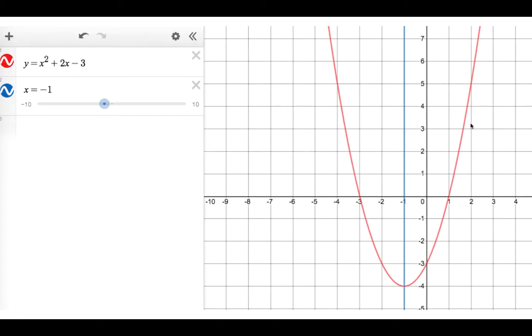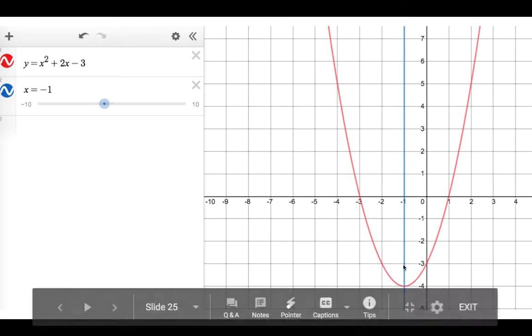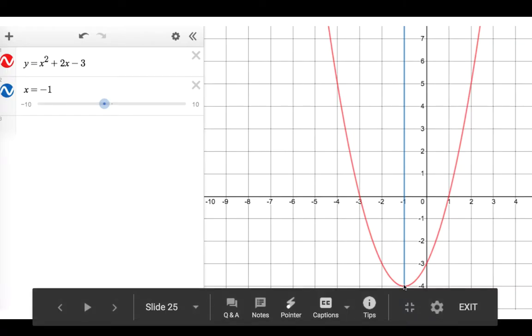One of the things that you're often asked to find is the equation of this axis of symmetry. So how do we find it here? Well, noticing that it always goes through the vertex, and because it's a vertical line, vertical lines always have the equation x equals something.